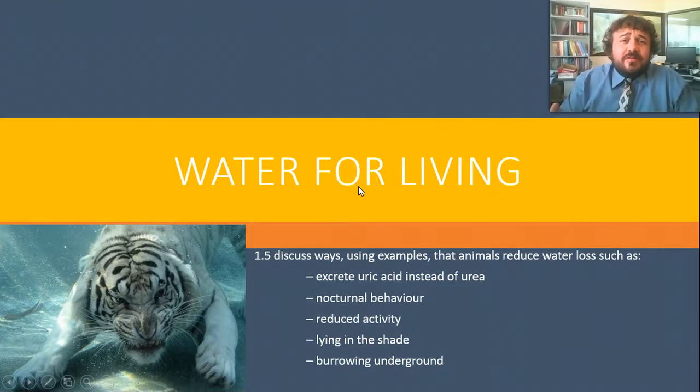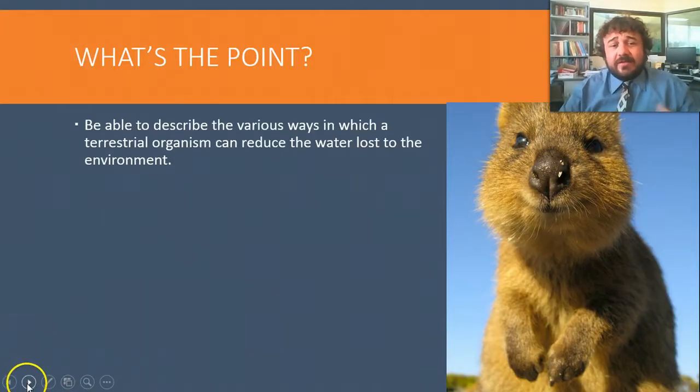Alright guys, so we're going to move on with our water for living. So we've looked so far at how plants reduce water loss and maximize their uptake. So now we're going to look at how animals reduce their water loss. And this again is particularly important in Australia given how dry a climate we actually live in.